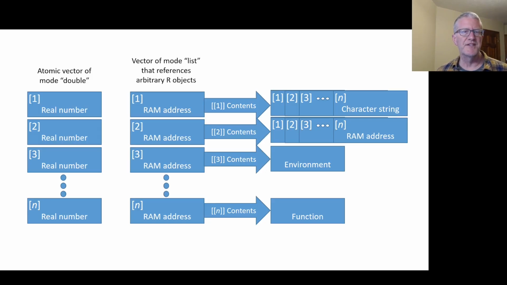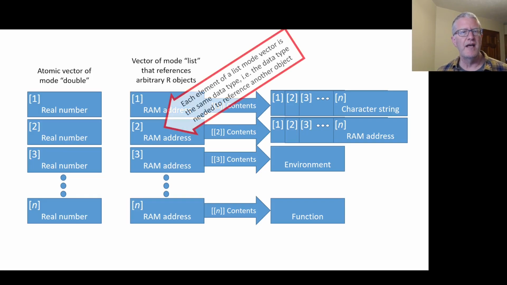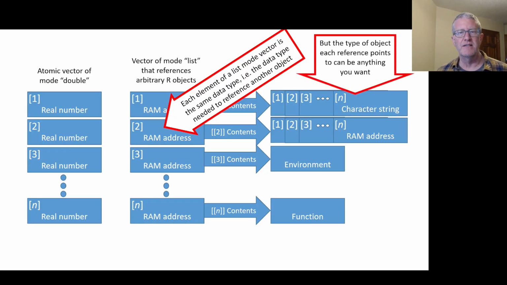A list mode vector is still a vector in that every element is the same data type, and that data type is whatever the computer needs to keep track of another location in memory. Because it doesn't care about the type of that location in memory, each element of the list can be any type of data that you want.